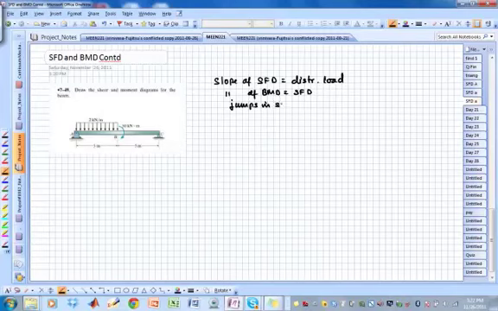And jumps in shear force diagram equal concentrated load, upwards positive. Jumps in bending moment diagram equal concentrated moment, counterclockwise negative, clockwise positive. So remember that. So now we are ready.